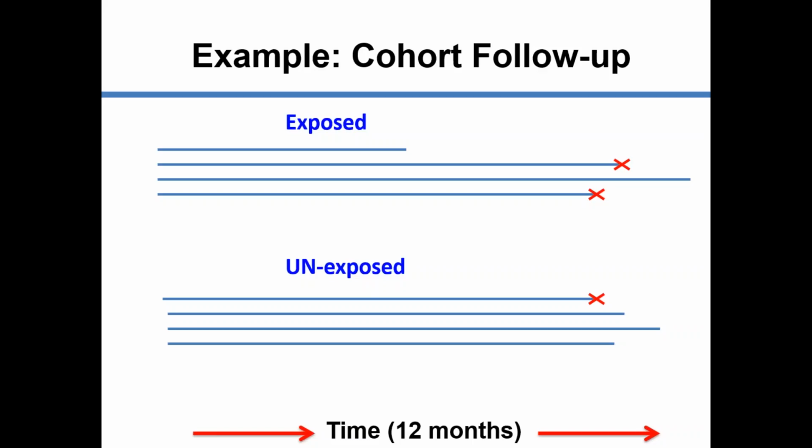Interpreting risk ratio. A risk ratio of 1, no association. A risk ratio above 1, the exposure increases your risk of disease. A risk ratio below 1, and it can go all the way down to 0, means that the exposure prevents or tends to, it's inversely related with disease.